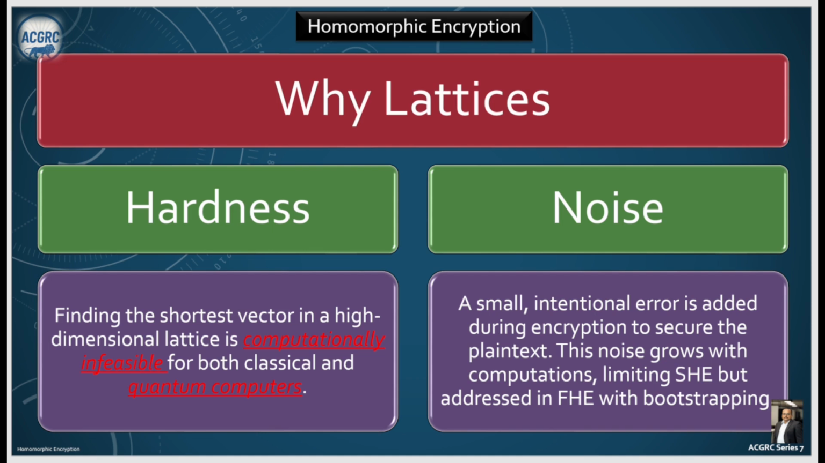From a noise perspective, a small intentional error is added during encryption to secure the plain text. This noise grows with computation, limiting SHE but addressed in FHE with bootstrapping. So lattice helps you provide that flexibility or advantage by cleaning off those noises. That's why lattice is used.